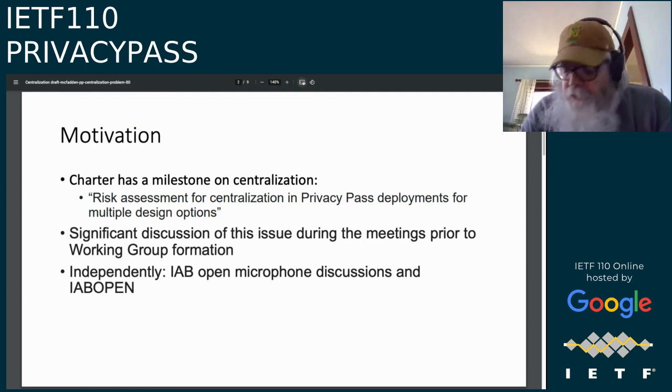I will say that this draft doesn't take into consideration the idea of redemption contexts. I'll come back to that at the end, just to say a few words about it. But in the 30 minutes that we have to talk about centralization issues, I think that would be a good thing to talk about. Next slide, please.